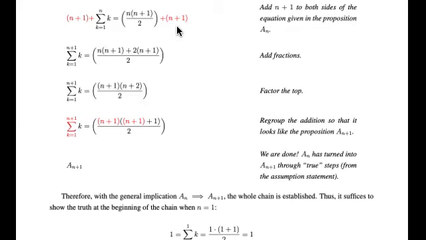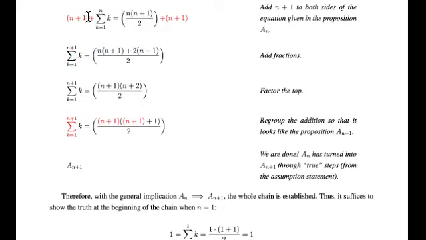We can add fractions, thinking of this as n plus 1 over 1. We can add fractions here. So these are basic mathematical things we can do. So what we've done is we've just established an implication from this statement to this one using some facts, adding the same thing to both sides.